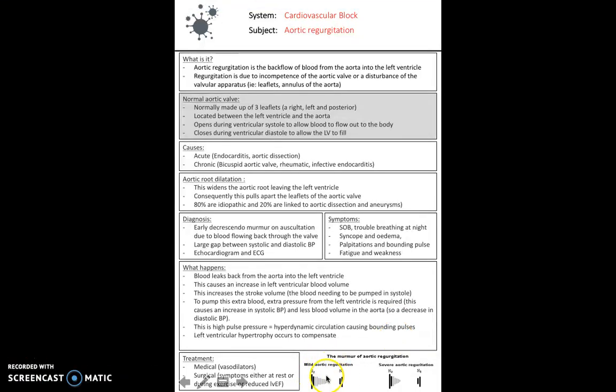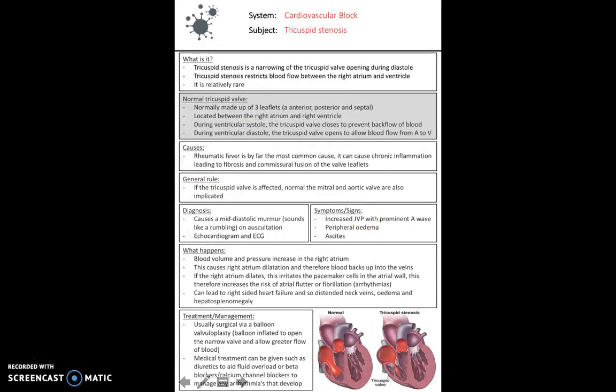Taking a look at this image in the bottom corner, we can see actually that aortic regurgitation shows this classic decrescendo sign. In other words, the intensity of the sound decreases between sound 2 and sound 1 because it's a diastolic murmur. Next, we move on to the tricuspid valve.